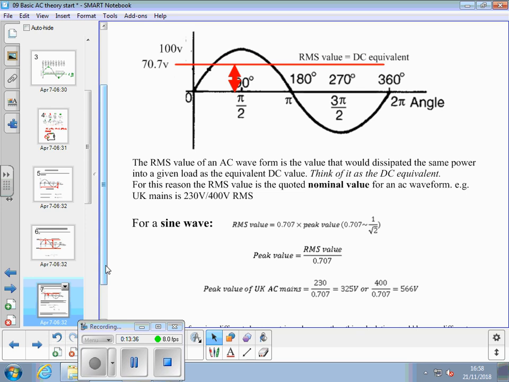For a sine wave, the RMS value is 0.707 times the peak value. That 0.707 is an approximation. If you want it precisely, it's 1/√2. If you use that in your calculator, that's exact. 0.707 is a close enough approximation for most things. So if you have the RMS value, you can find the peak value by dividing by 0.707. So do 230 divided by 0.707.